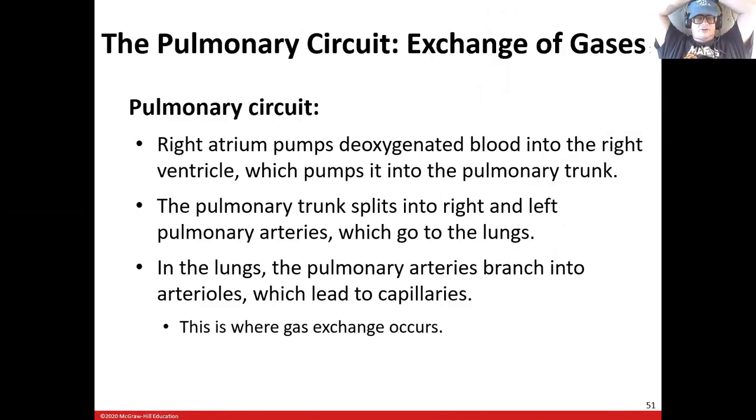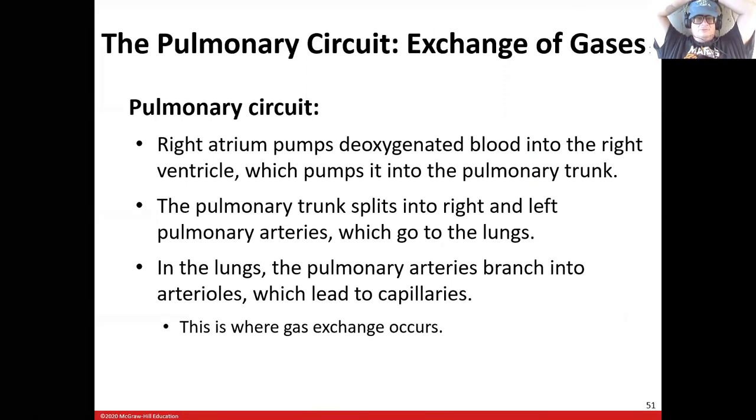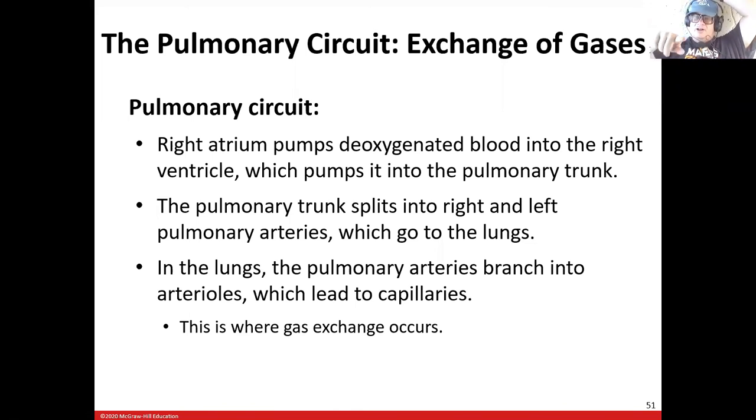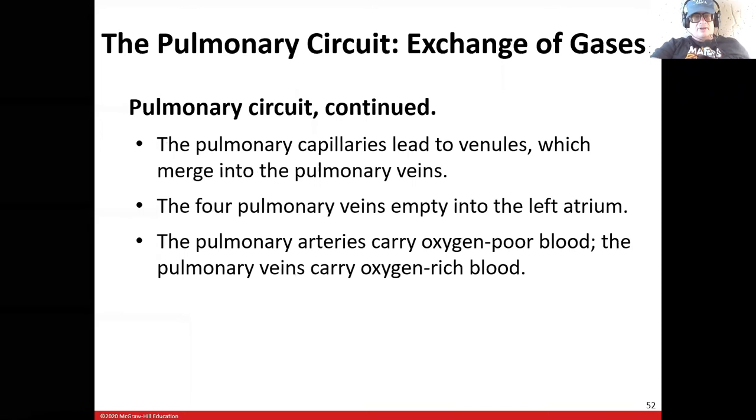So in the pulmonary circuit, the right atria pumps deoxygenated blood into the right ventricle, which pumps it through the pulmonary semilunar valve and into the pulmonary trunk. The pulmonary trunk splits into left and right pulmonary arteries, which go to the lungs. They branch into arterioles, still low oxygen, which lead to capillaries. That's where we do our gas exchange. We pick up our oxygen, we dump our carbon dioxide. Then we have to come back.